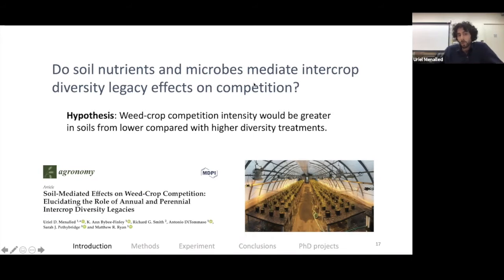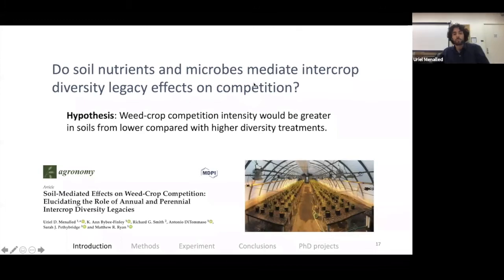Because as I mentioned before, there's past research that has already shown that intercrop diversity can affect weed crop competition and soil nutrient dynamics, and that broadly, farm system management can affect soil rhizospheric microorganisms. So I wanted to see whether these effects had a legacy on weed crop competition. And given that my work was based off of niche partitioning theory, I decided that my hypothesis would be that weed crop competition would be greater in soils from lower compared with higher diversity treatments.